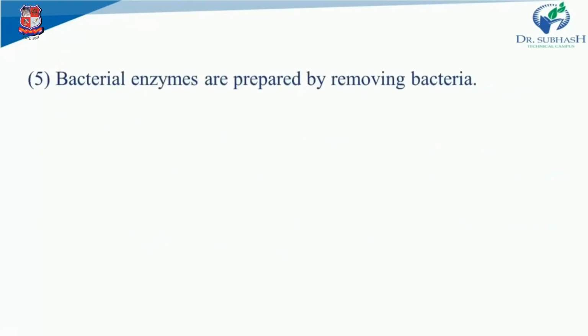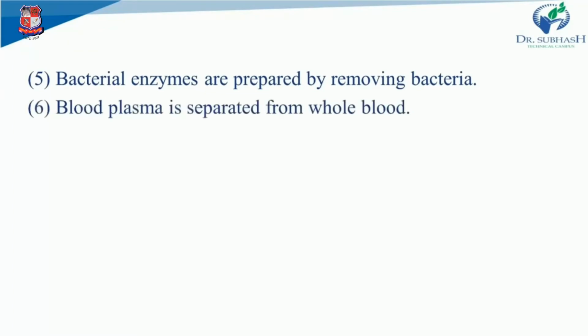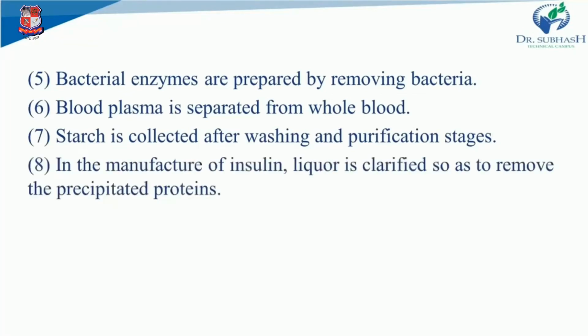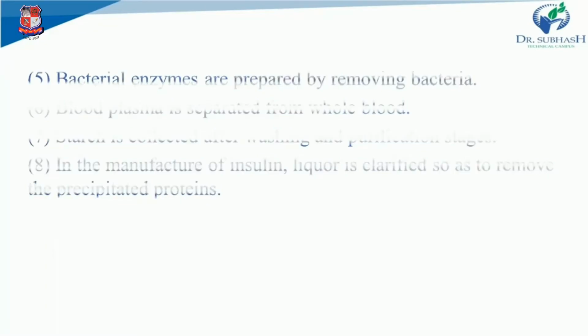Bacterial enzymes are also prepared by removing the bacteria. Blood plasma is separated from the whole blood. Starch is collected after washing and purification stages. In the manufacture of insulin, liquor is clarified so as to remove the precipitated protein.